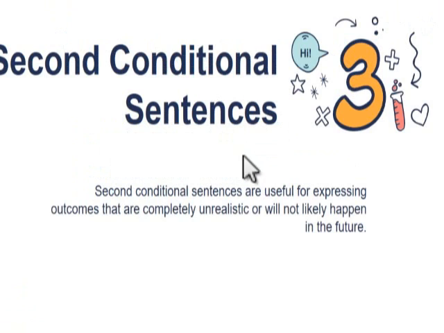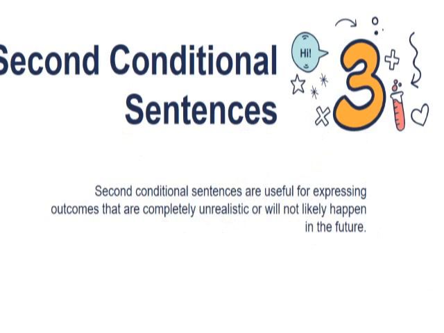What is it? This is useful for expressing outcomes that are completely unrealistic or will not likely happen in the future. So I can say that this is a hallucination, if you want to make it simple. Yeah, this is for completely unrealistic outcomes, or outcomes that will not likely happen in the future. This is for second conditional sentences.